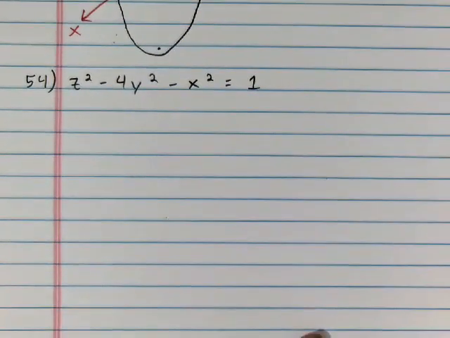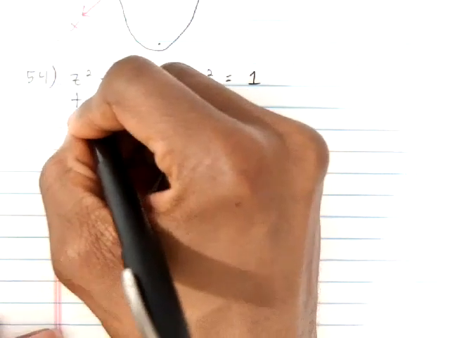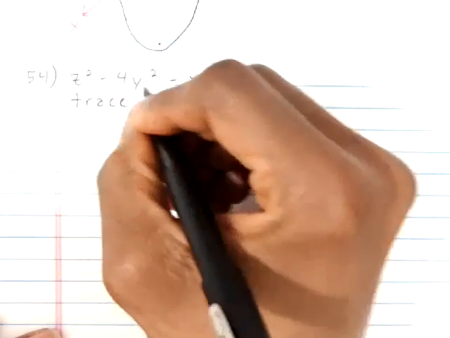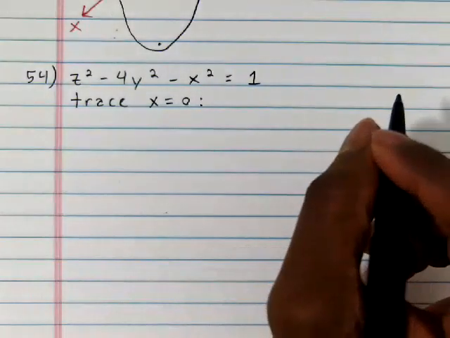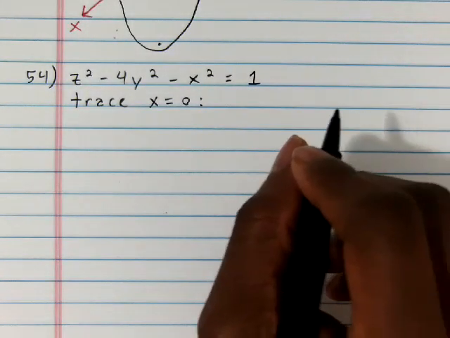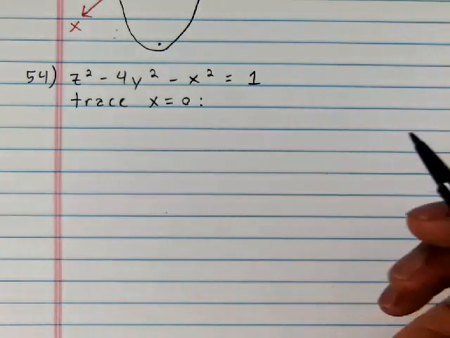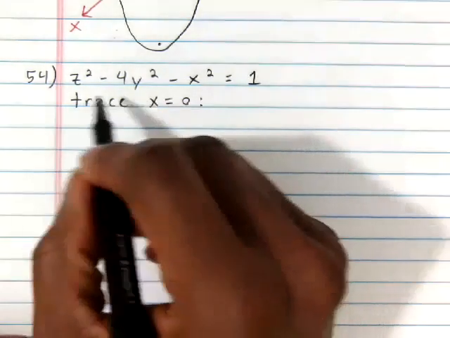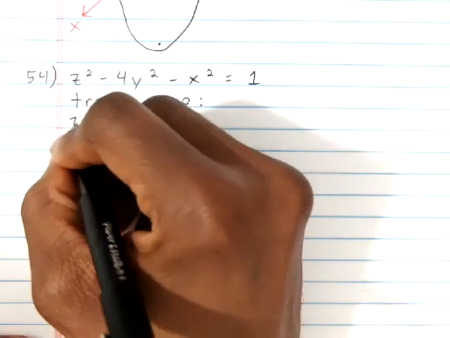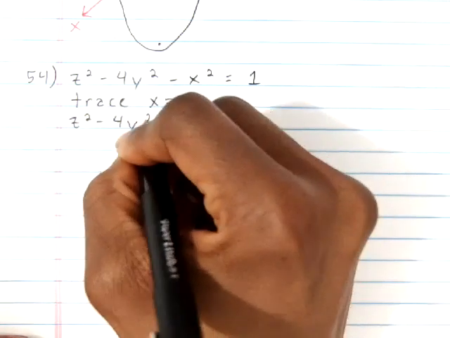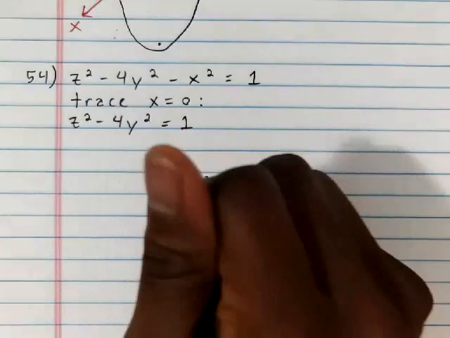All right, so trace x equals 0. I normally start off with trying to trace x equals 0, y equals 0, z equals 0. If I don't get any useful information from that, then I switch gears and look at some non-zero value. So for the trace x equals 0, we're going to get z squared minus 4y squared equals 1. And this is going to give us a hyperbola.